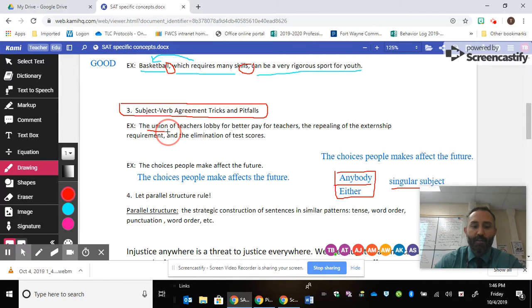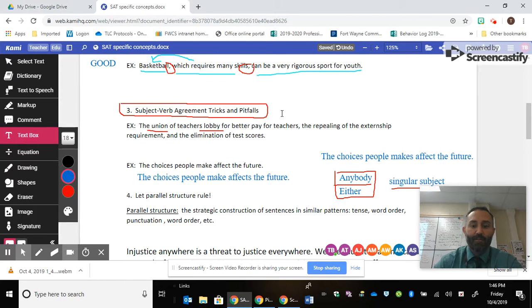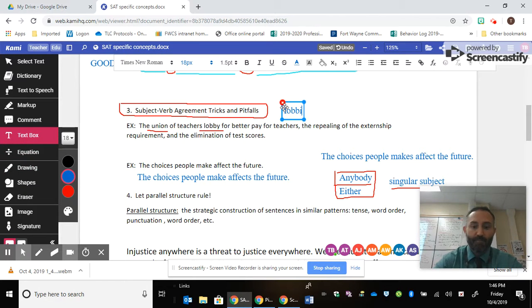In particular, the union is a singular subject of the sentence. So does the union lobby, or does the union lobbies? In this case, the correct answer is that the union lobbies for better pay for teachers.